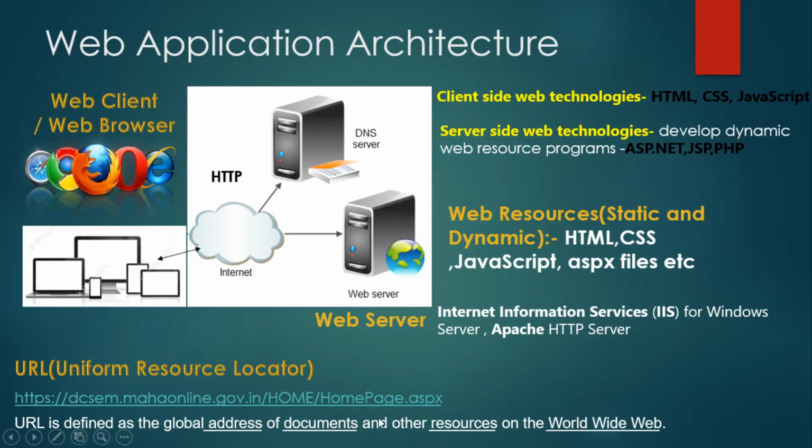So where this URL will be typed, that will be typed in the web browser, and that web browser you can access through mobile, through phones, tabs, and also through a laptop or computer. So these are the number of devices from which we are accessing these services. Okay, so that is about the web application architecture.